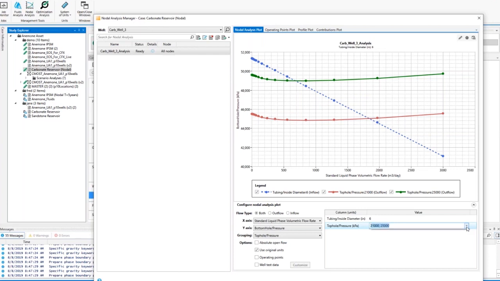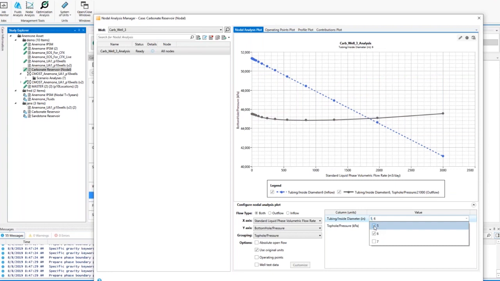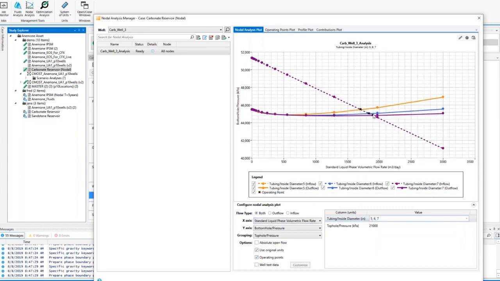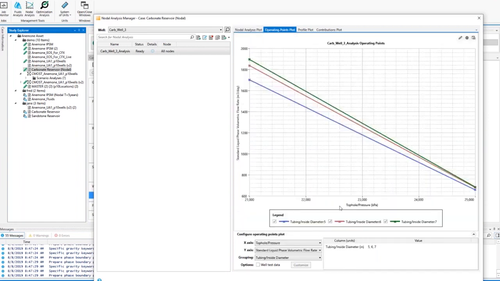So continuing along, if I pick just one top hole pressure and I want to evaluate the different tubing sizes, you can see that if I use a bigger tubing size, I can produce more. So it's evident from this picture now. I can look at the actual operating points, that is the intersection between the two curves. If you're just interested in operating points, you can go here and look at what the operating points can be.